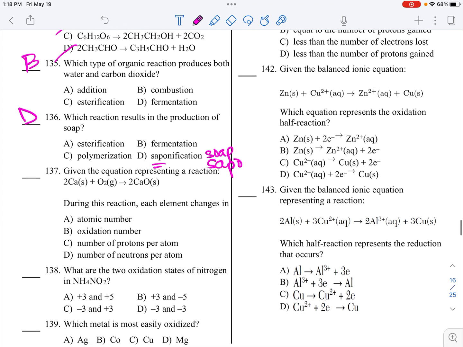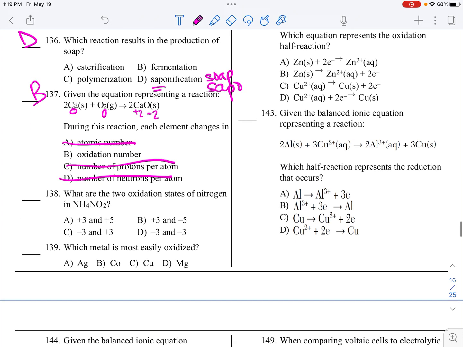Okay. During this reaction, each element changes in atomic number. Can't ever do that. Oxidation number. I think that's the answer. Number of protons? No. Number of neutrons? No. That would be an isotope. So it is oxidation states. When they're by themselves, they have an oxidation state of 0. When they're in a compound, we go to the periodic table to find out which. So Ca is +2, O is -2.